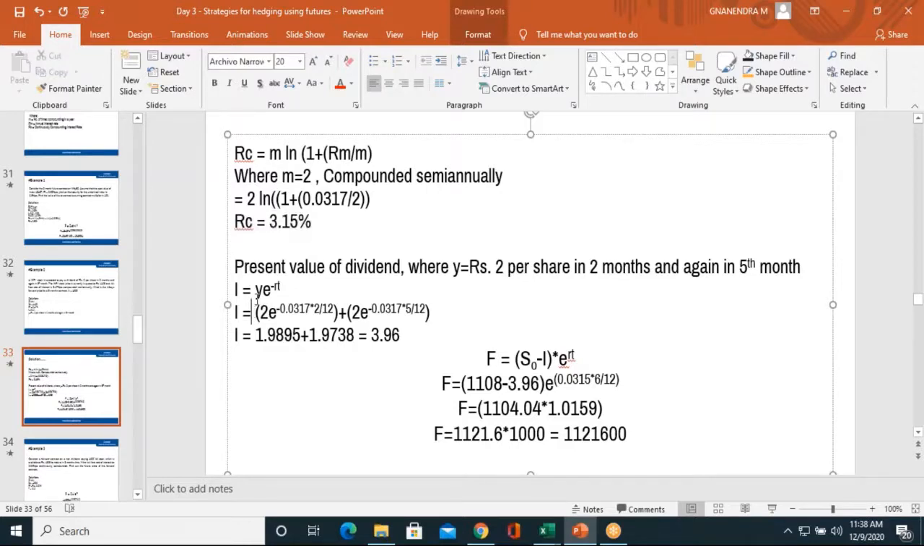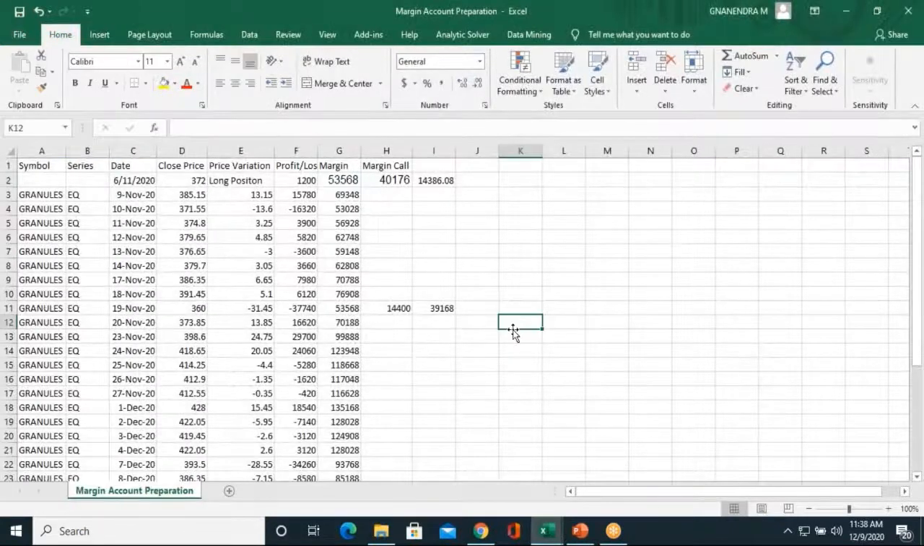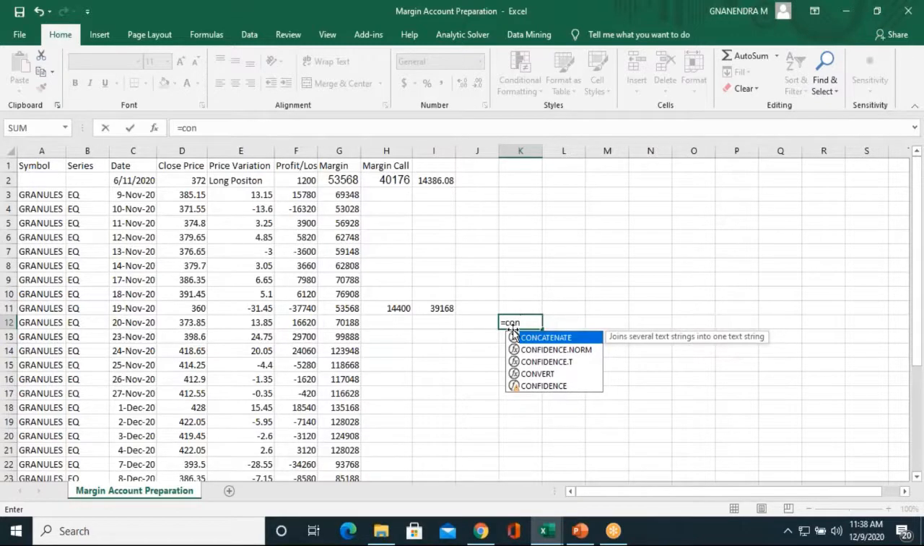Sir, is there any shortcut in Excel where we can convert this into continuous compounding? Is there any function in Excel? I think so, but I did not try that. Maybe there is a shortcut. I have to find that. I will find out. Okay, sir.